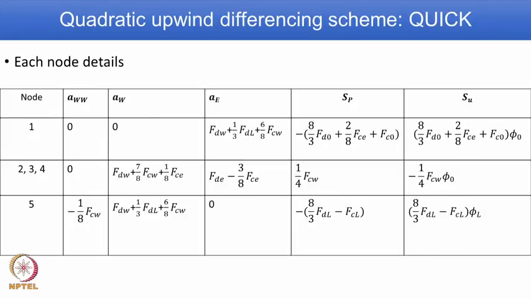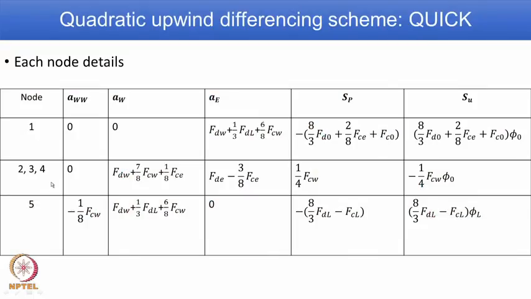Now we apply this generic formula for each node separately. As we mentioned while describing the problem figure, node 1 and node 5 are near-boundary nodes. Internal nodes are 2, 3, 4. So nodes 2, 3, 4 will have the same expression, and that is what is shown here in this table. For 2, 3, 4, when you evaluate, you get this.